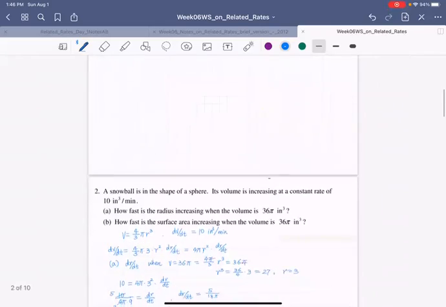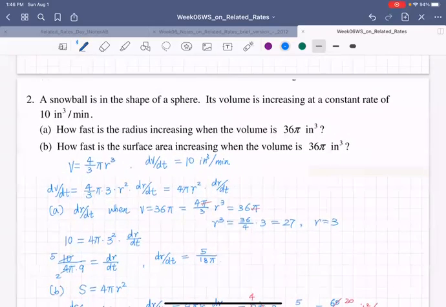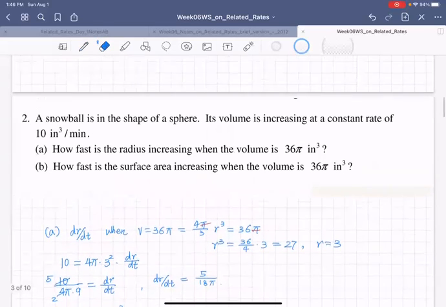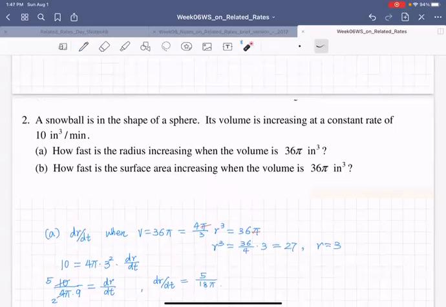This is the question number 1. Number 2. Okay. So we will do the same way, okay? Go ahead, read the question. The snowball is in the shape of a sphere. Its volume is increasing at a constant rate of 10 inches cubed per minute. A, how fast is the radius increasing when the volume is 36 pi inch cubed?